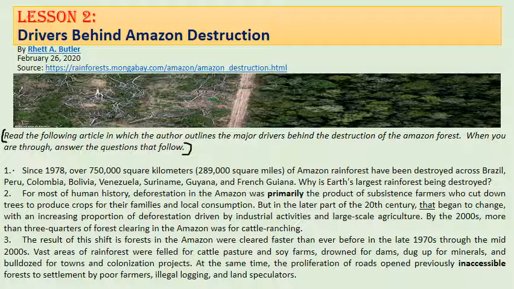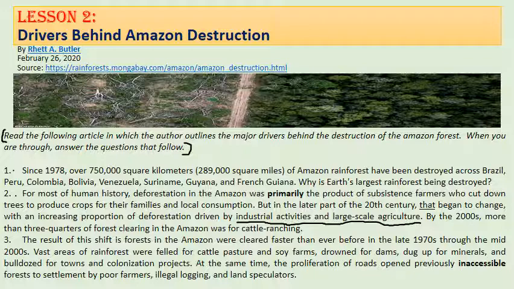For most of human history, deforestation in the Amazon was primarily the product of subsistence farmers who cut down trees to produce crops for their families and local consumption. But in the later part of the 20th century, that began to change, with an increasing proportion of deforestation driven by industrial activities and large-scale agriculture. First of all, people used to cut down forests to make small farms, feed their families, etc. Now, this is on a larger scale, linked to industries, factories, huge farms, industrial agriculture.